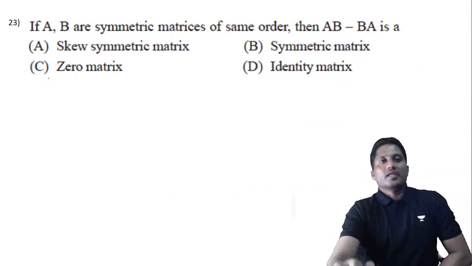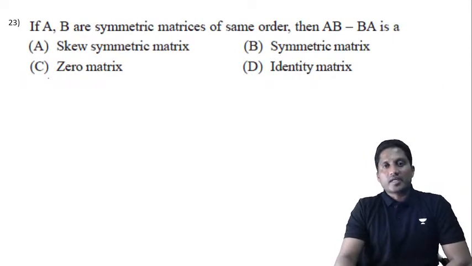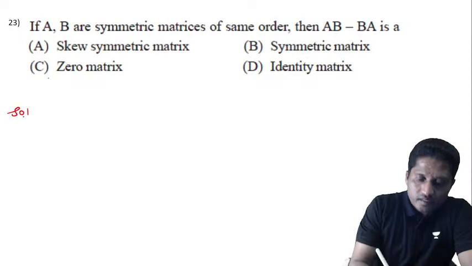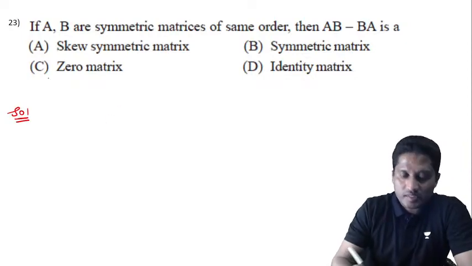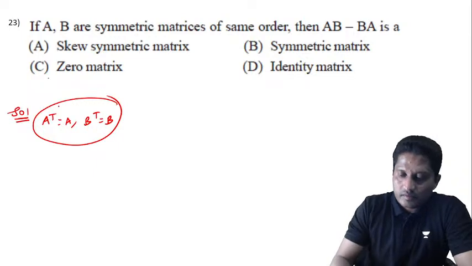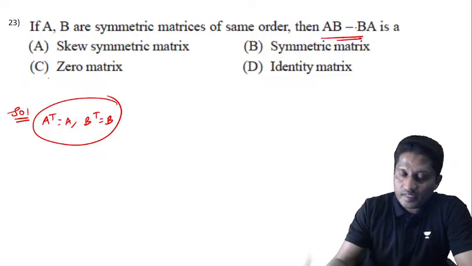Okay, question number 23. A and B are symmetric matrices of same order. Then what is AB minus BA? If A and B are symmetric matrices of same order, then A transpose is A, right? B transpose is equal to B. Right, then what is AB minus BA?